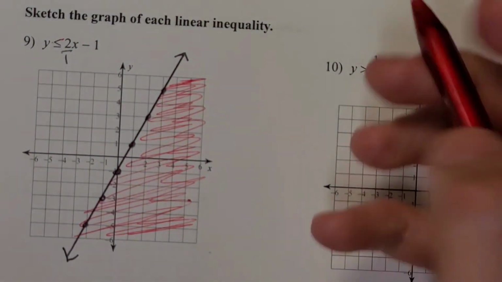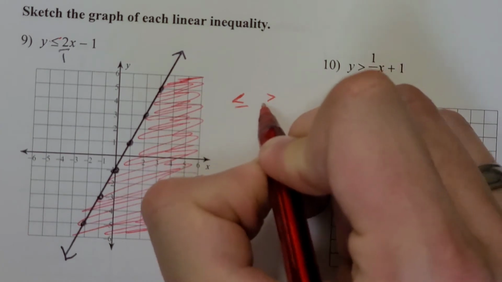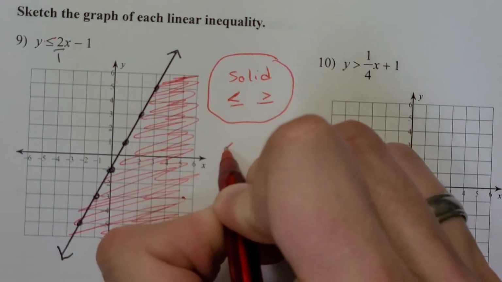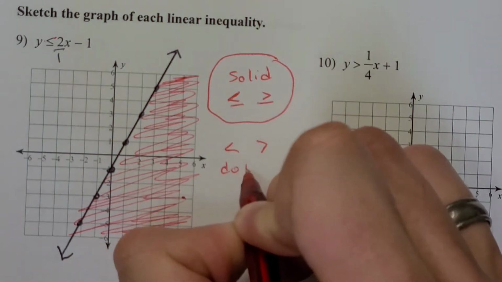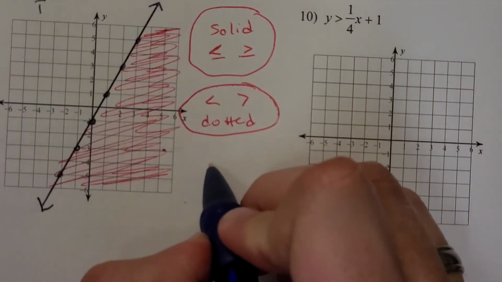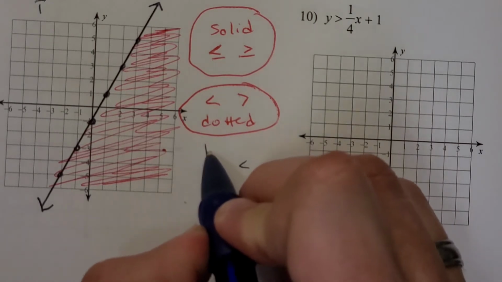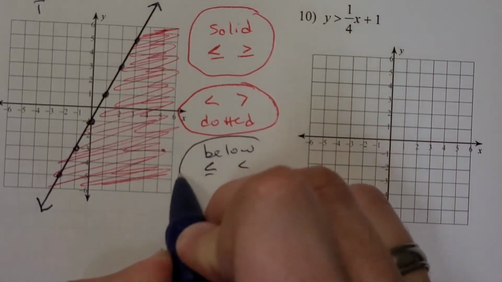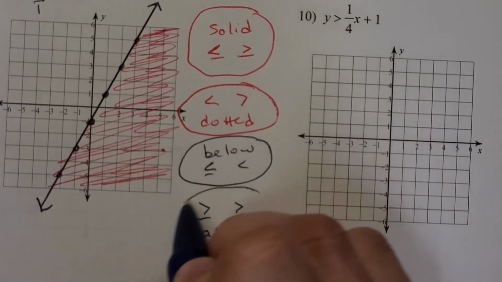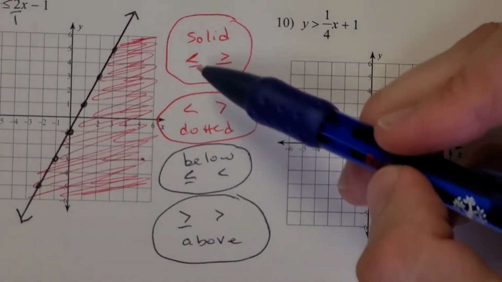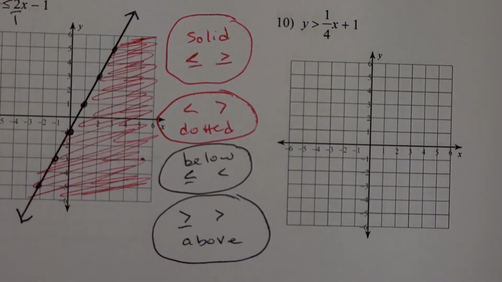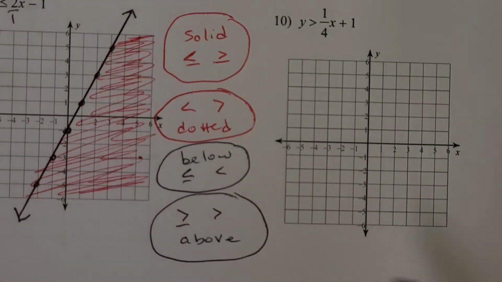So, just as a short recap, these two signs mean solid. These two signs mean dotted. Okay? These two signs mean shade below because they're less than. And these two signs mean shade above because they're greater than. So here we're looking at, does it have the line underneath or not? And then here we're looking at which way is your inequality sign facing. Less thans mean below, greater thans mean above.